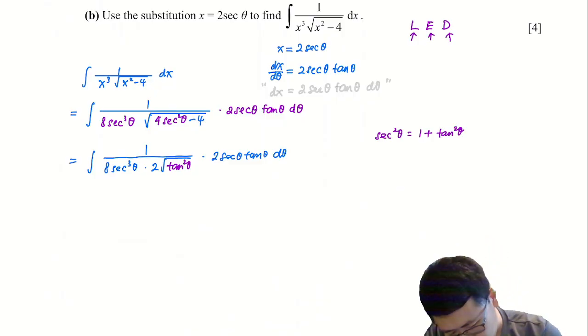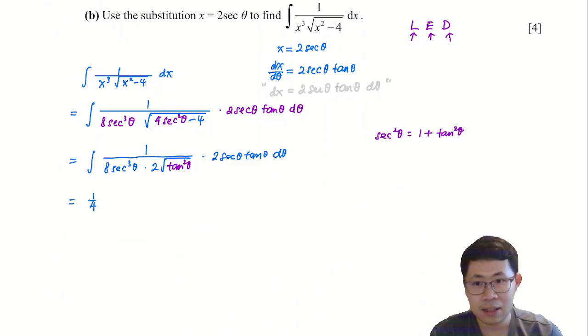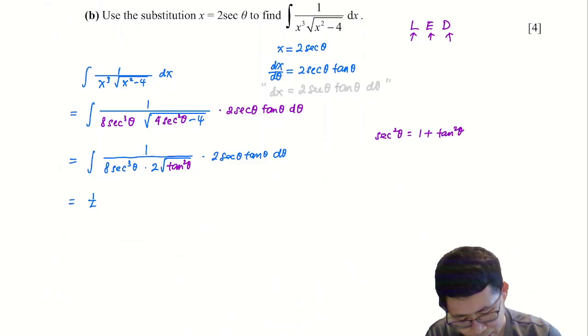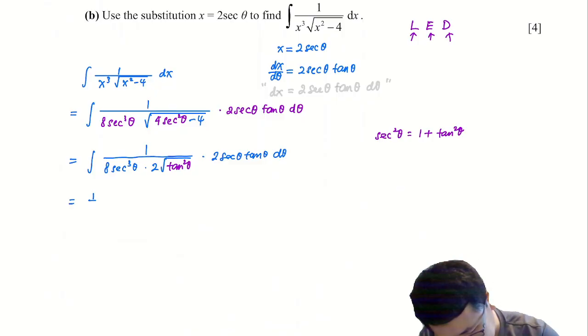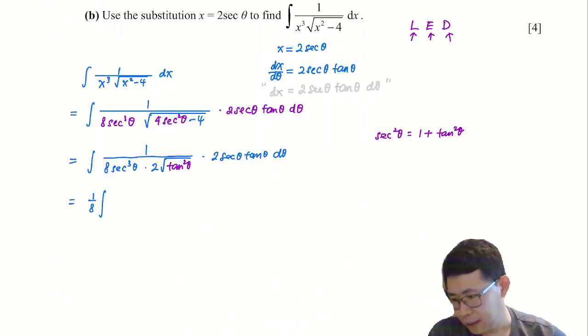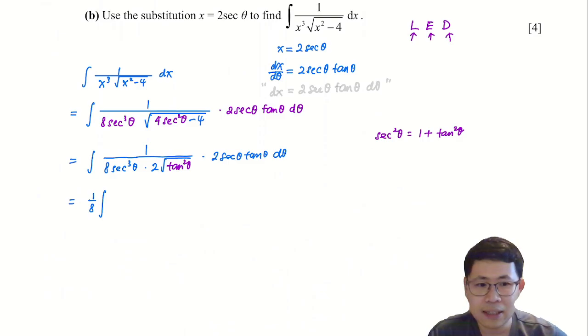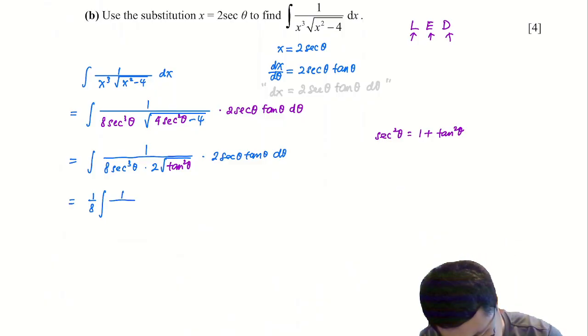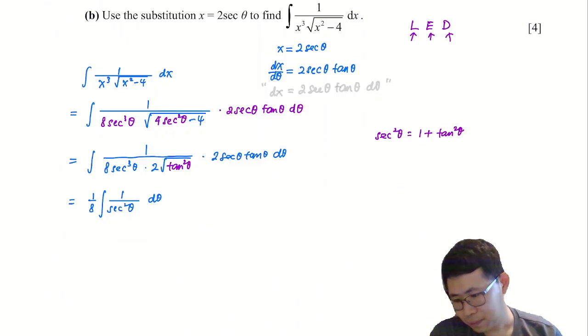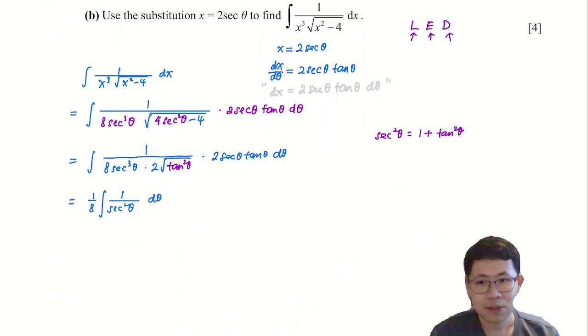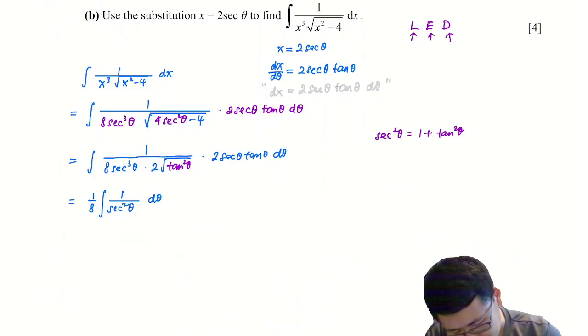Okay, so after you do some ninja moves and cancel here and there, I've got 1 over 4, sorry, still 1 over 8 on the outside. Okay, and then on the inside over here, I will have 1 over secant square theta. Then the rest are all cancelled away, so like that. Okay, so this is it, secant square theta. Okay, then after that, 1 over 8, right?